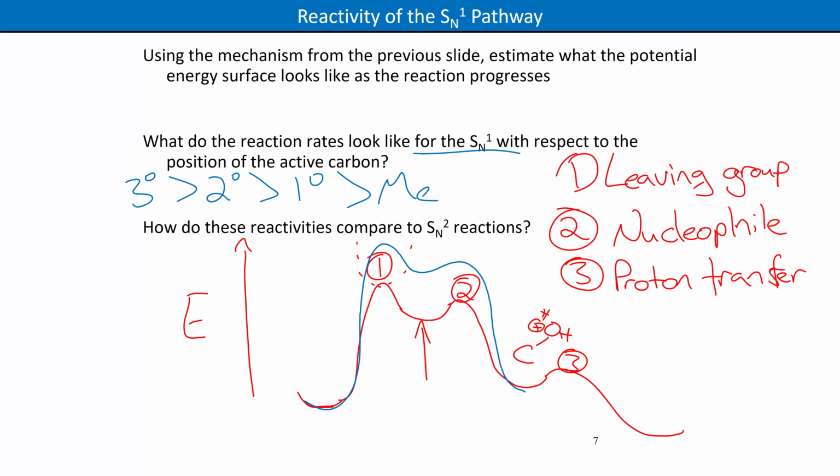So SN1 and SN2 give us the same product, but they do it in opposite ways because one's concerted and one is stepwise. SN2 is concerted, which means we're more worried about the sterics, how surrounded it is by other stuff. SN1 is stepwise, which means we're more worried about how stable this intermediate is, which follows this trend. So the last question here, how do these reactivities compare to SN2 reactions? It's inverse, they're opposite.